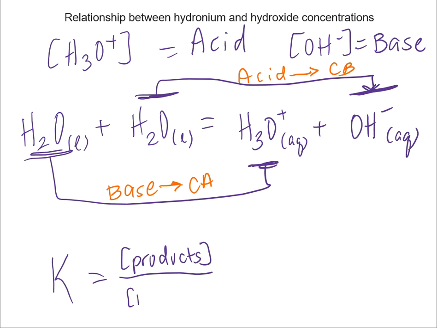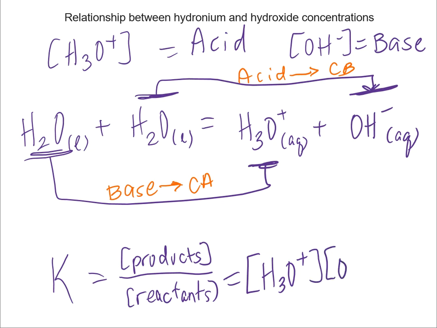However, keep in mind that in the case of a heterogeneous equilibrium, or even in homogeneous equilibriums, there are certain physical states that are not included. Those physical states include pure liquids as well as solids. So if we look back at this reaction, both of our reactants are liquids, so they would not be included. So what this means is that our equilibrium expression would simply be the concentration of hydronium times the concentration of hydroxide. That's equal to K. In this case, because we're talking about water specifically, you'll see it referred to as Kw. And the w just means water. But it's still the same as K, Keq.